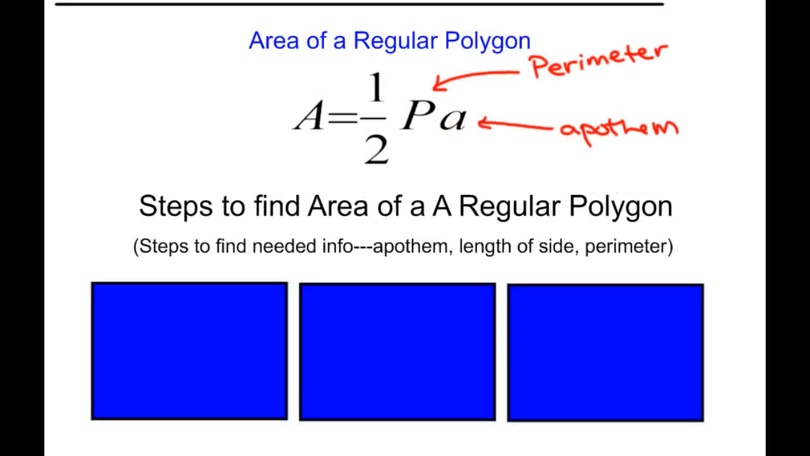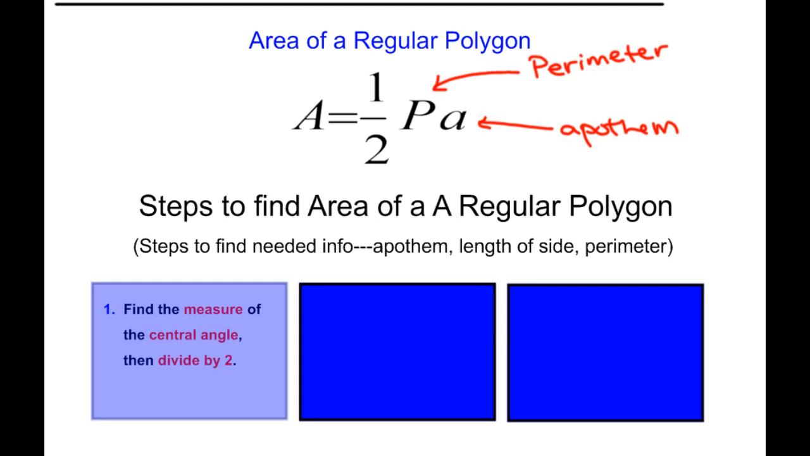Alright, let's look at the steps you're going to need in order to find the area of the polygon. Really what we're doing is finding the missing pieces. If we don't have the apothem, how do we find that? If we don't have the length of a side, how do we find that? If we don't have the perimeter, how do we find that? The first step is to find the measure of the central angle, then divide it by 2. We'll do some examples in a second. You might want to pause right now to write that down.